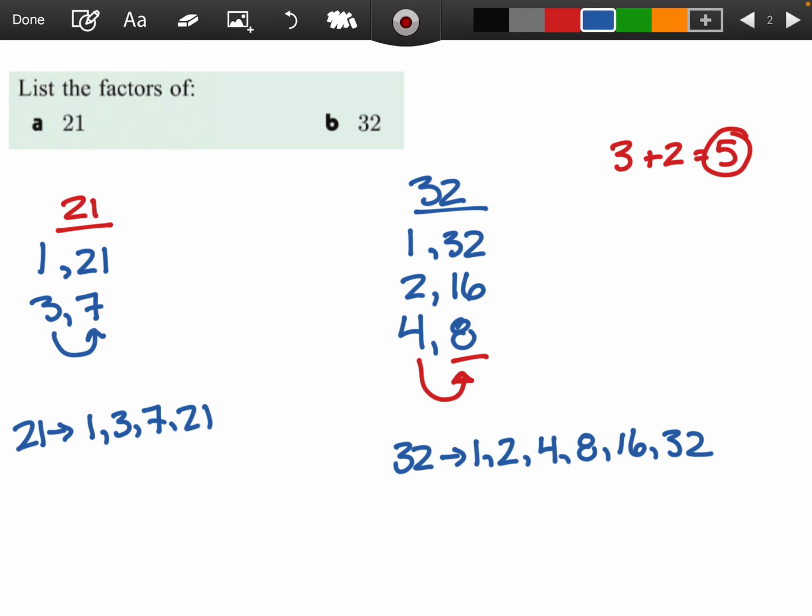Again, this is my method. By this point in grade 8, I need you to be able to find the factors using whatever method is easiest or quickest for you. This is the method I choose, so that's the one that I'm showing you. And that does it for the video today.